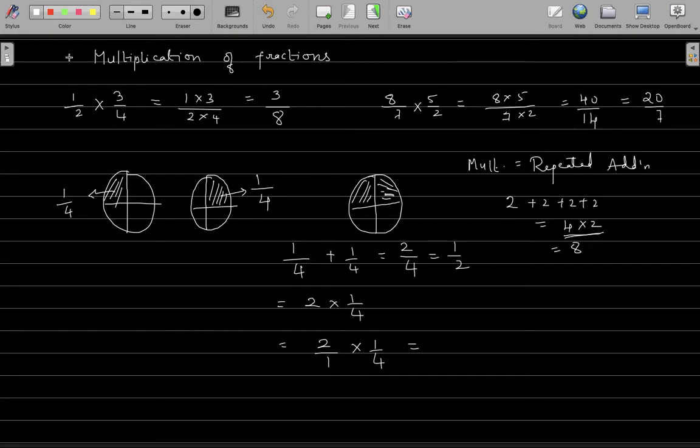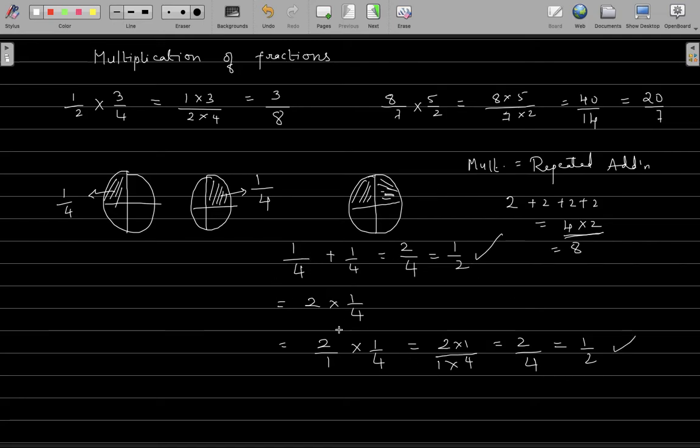Now we know that whenever we multiply fractions, we multiply only the numerators and only the denominators to get the new fraction. So this will be 2 times 1 by 1 times 4. 2 times 1 is 2, 1 times 4 is 4, that's where you get it as 2 by 4 or 1 by 2, which is the same thing that you got while adding.